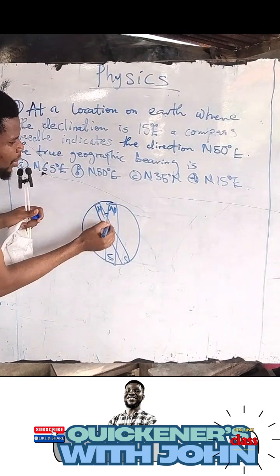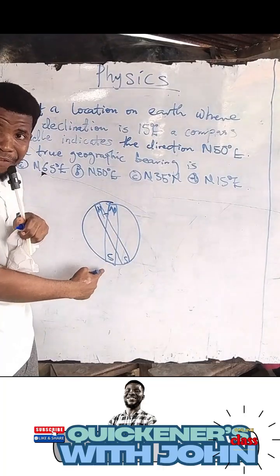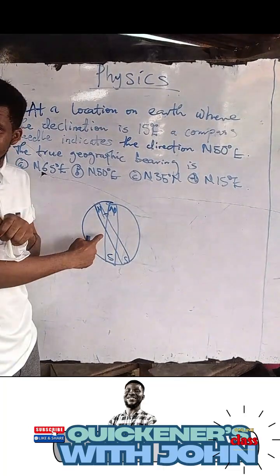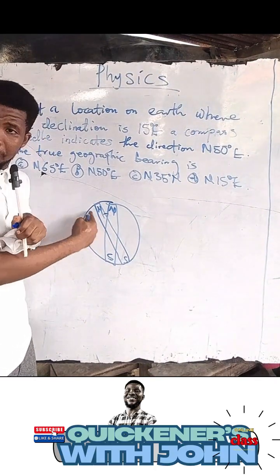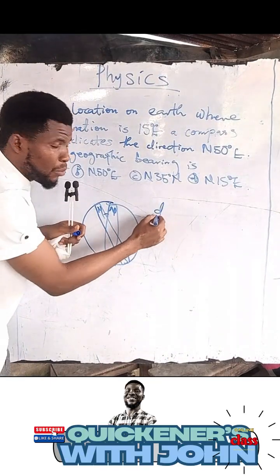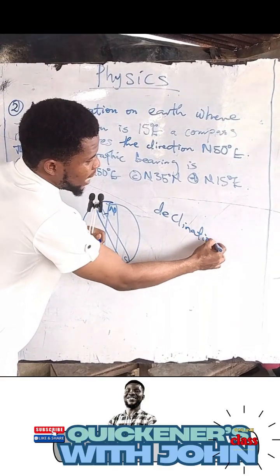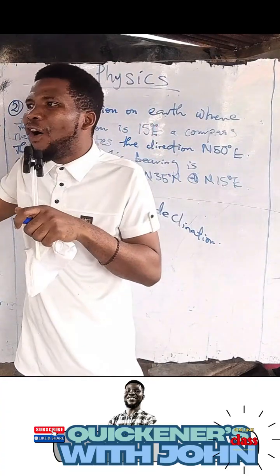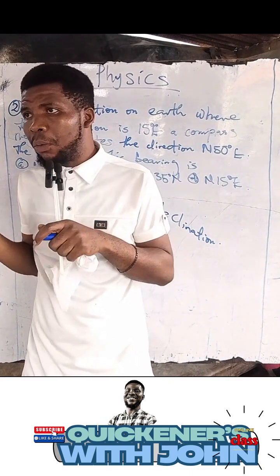So the angular difference between the North Pole of the Earth, the geographic meridian, and the magnetic meridian or magnetic North Pole, that angular difference is the angle of declination. Are you with me now? So there's a value, and the value is different for each place where you find yourself.